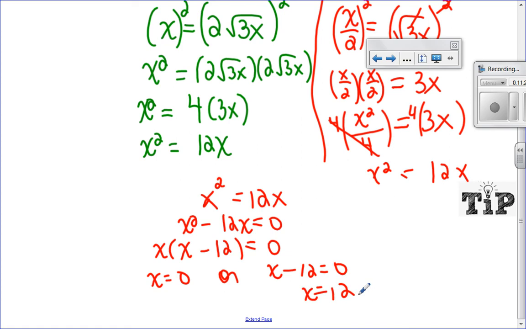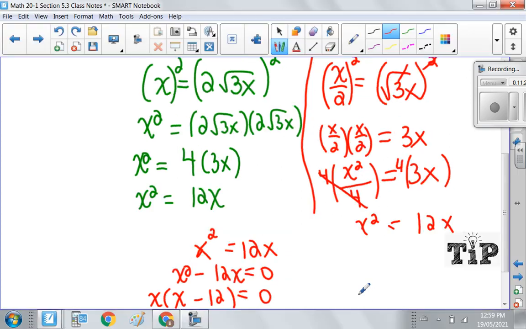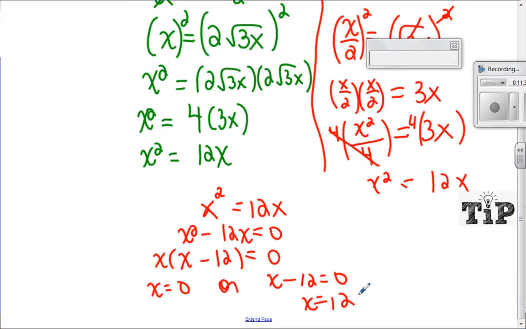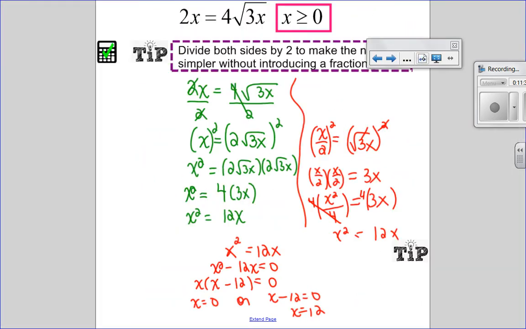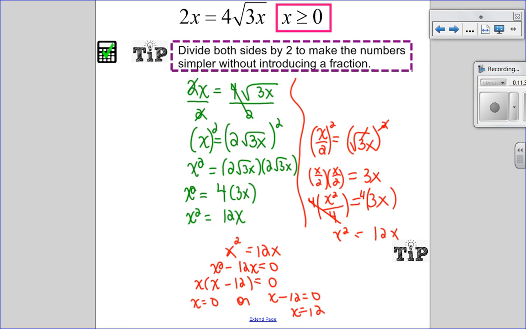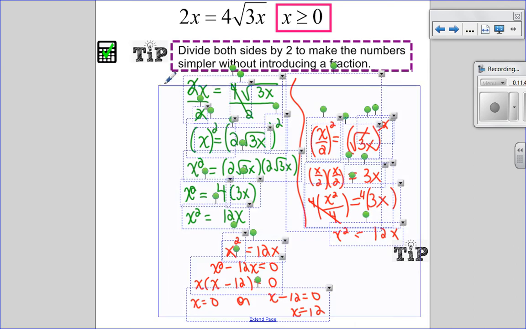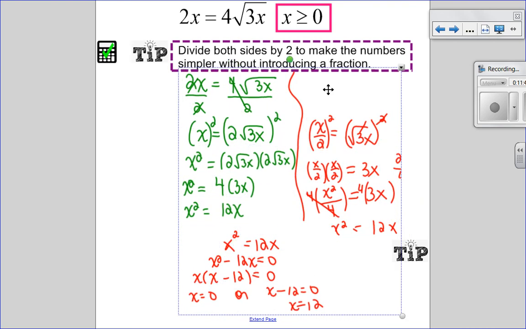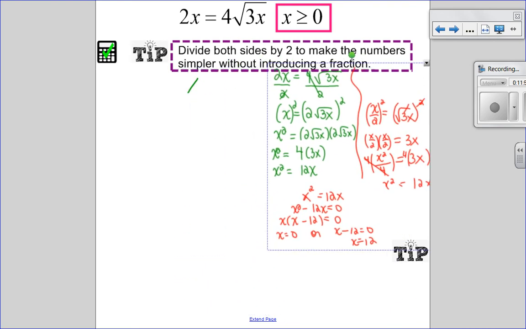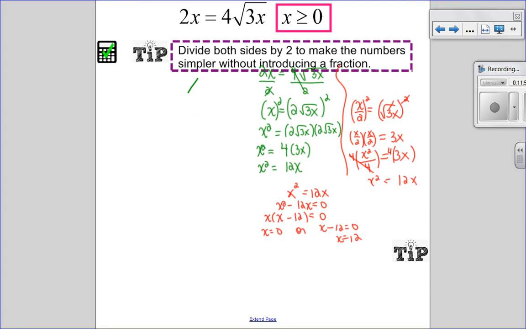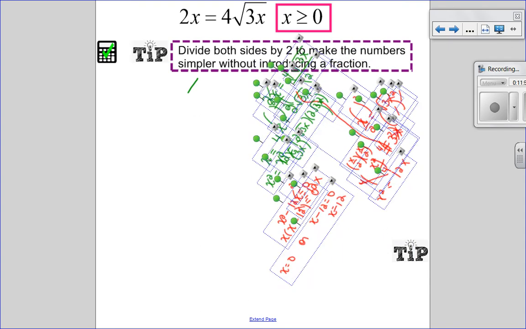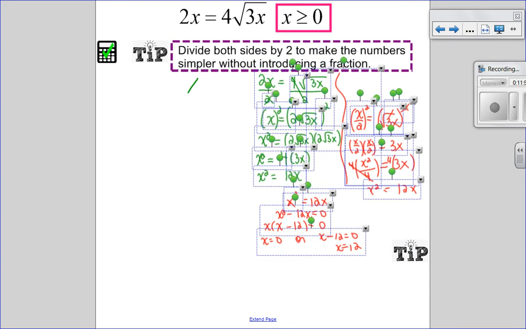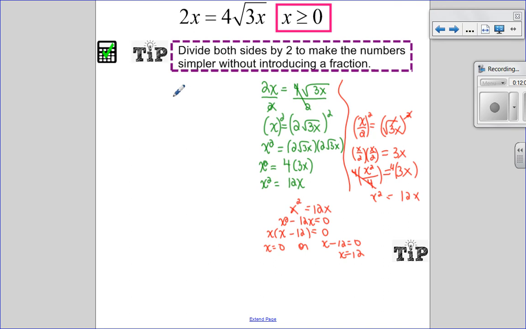So I want to check that question now. I want to check it against my restrictions and also in my calculator. So let's look. The solution has to be greater than or equal to 0. Well, both of those are greater than or equal to 0. So maybe I have a potential for both to be my solution. So let's just move these over so I can make room for my check. Okay, and let's look at my check now.